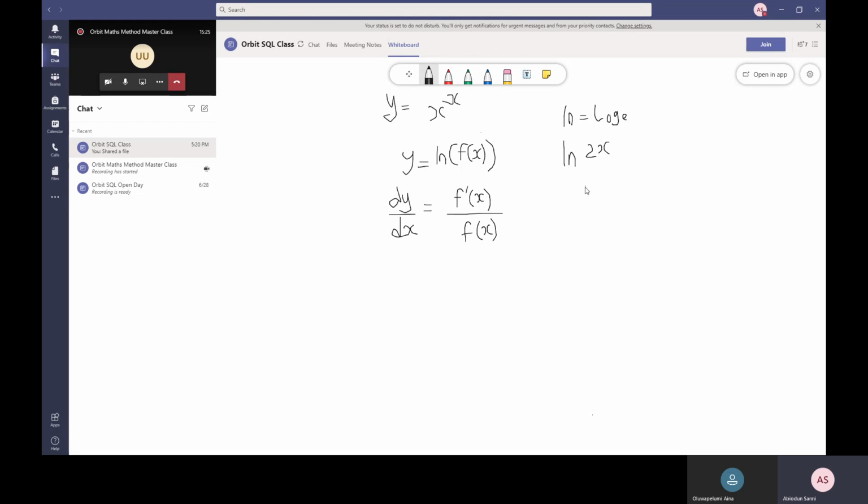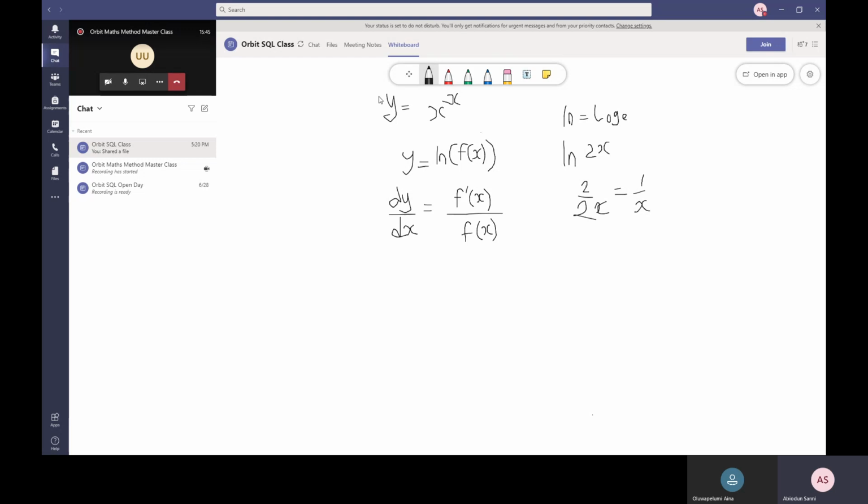What's the derivative of 2x? Tell me. 2. Then all over the argument of ln itself, which is what? 2x. Then the 2 is going to cancel the 2. Then you're going to have 1 all over x.